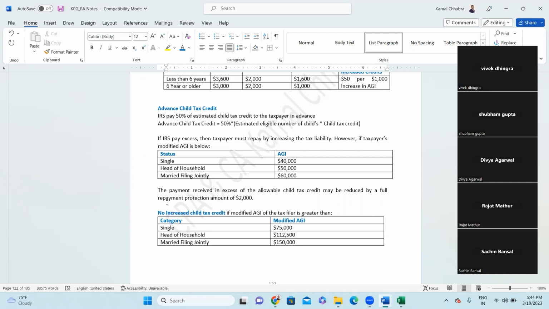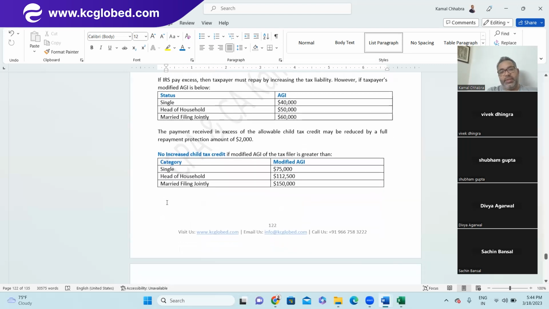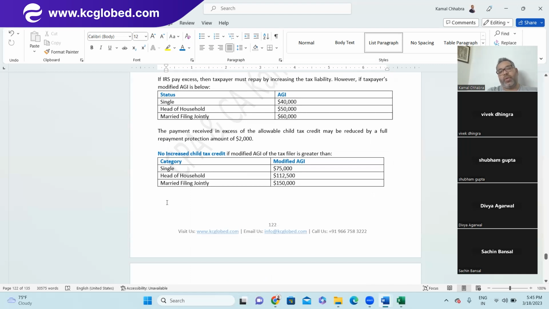That means, for example, the IRS has paid you $2,000 as advance child tax credit. But now, after doing all the computation, you get to know the refund should be $1,000. In that scenario, you need to pay back that $1,000 as a tax liability due to the IRS. So you need to pay back to the IRS, or you can consider that an increase in your tax liability at year end. No increase in child tax credit if modified AGI of the taxpayer is greater than the following amount.